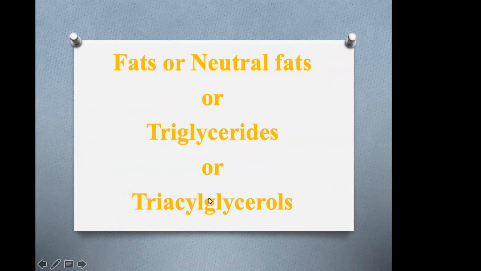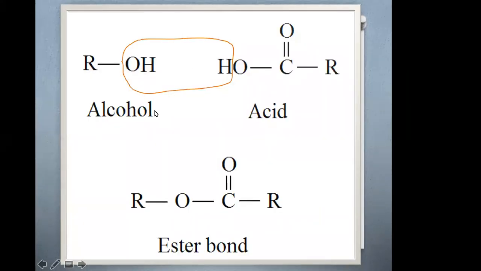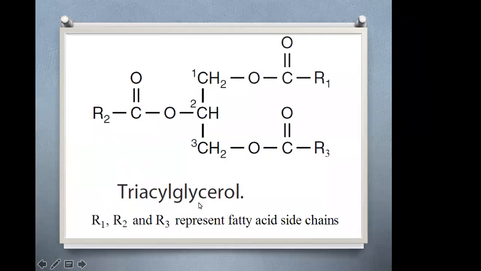Now, what are triglycerides and triacylglycerols? This is alcohol. This is an acid, a fatty acid. An ester bond occurs between these two and it forms, what? A monomer for lipid. Now, triacylglycerol has three carbons, 1, 2, 3, and with each carbon a fatty acid group is attached.